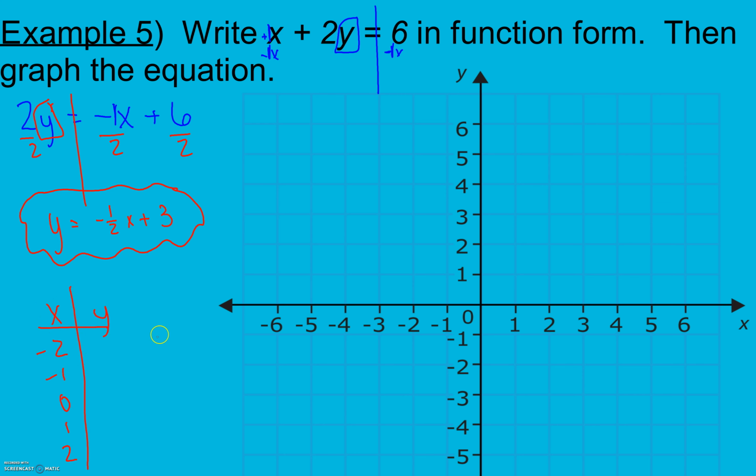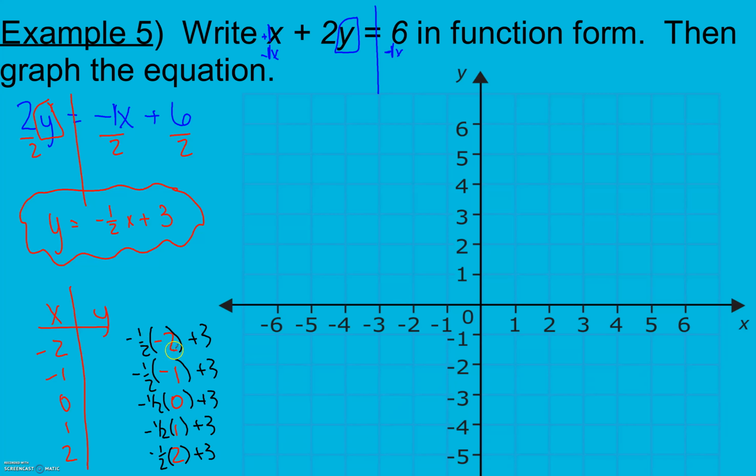I plug those in for x and build my function. So it's negative 1/2 times x plus 3, for each x value.